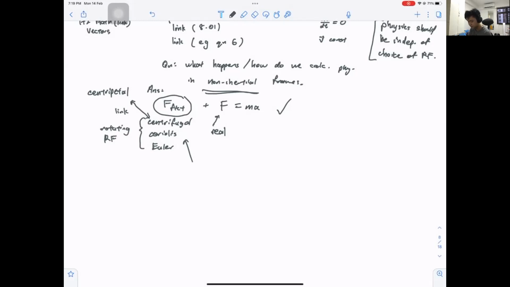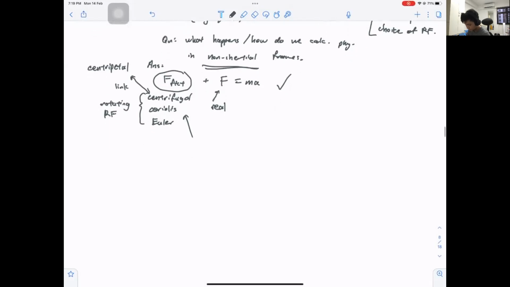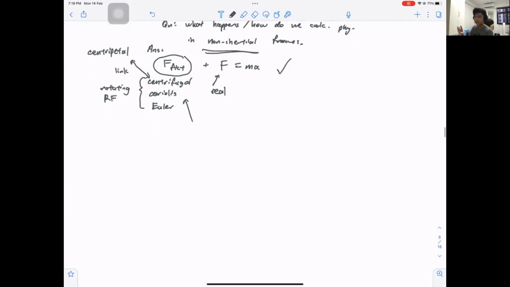Today we'll be deriving and coming across how the centrifugal force arises as well. So hopefully, if you come from that video, you can understand this video better too.